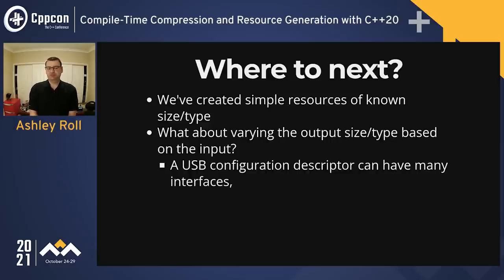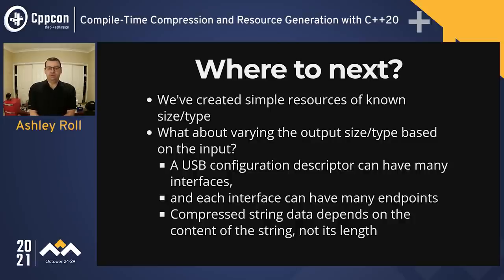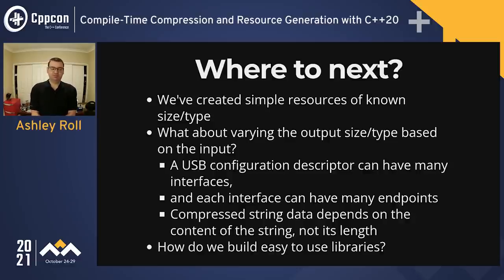For instance, a USB configuration descriptor can have many interfaces, and each interface can have many endpoints. All of that then gets concatenated together into a single block of data with calculated sizes and all sorts of things in it. Compressed string data will rely on the content of the string, not necessarily its length, and also the number of strings you wish to compress. So another question is, how do we easily build libraries to do this sort of complex code, yet present a relatively straightforward interface to a user of the library?